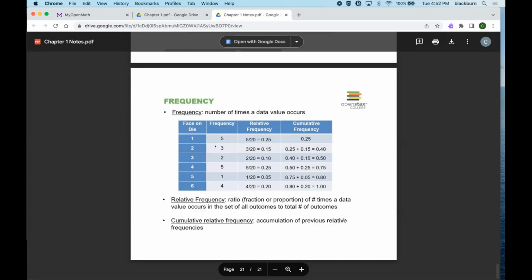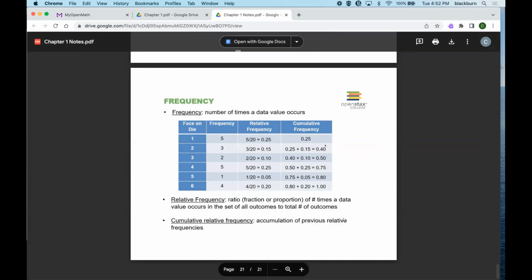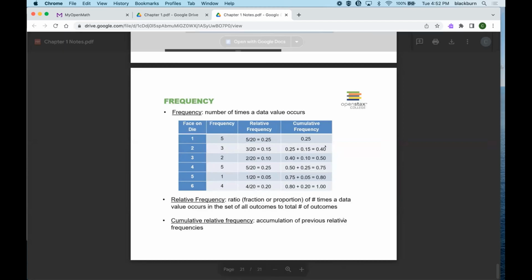So 2 comes up 3 times. That's 15% of the time, 3 out of 20. The cumulative is 40% of the time. So that means we got a 1 or a 2, 40% of the time when we roll the die. And you just keep going. Like for 4, you rolled it 5 times. That's 25% again. 75% of the time we rolled anything from 1 through 4.